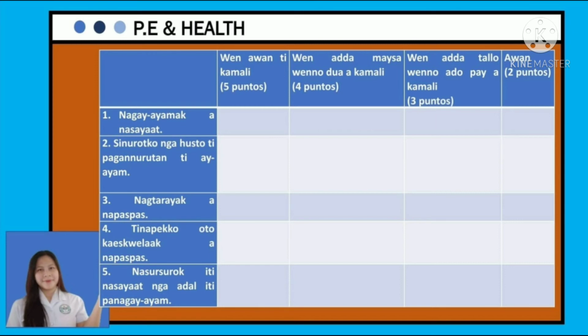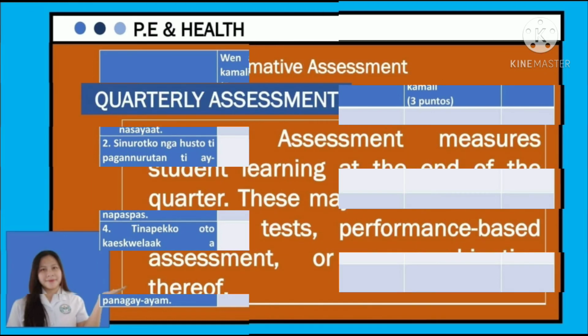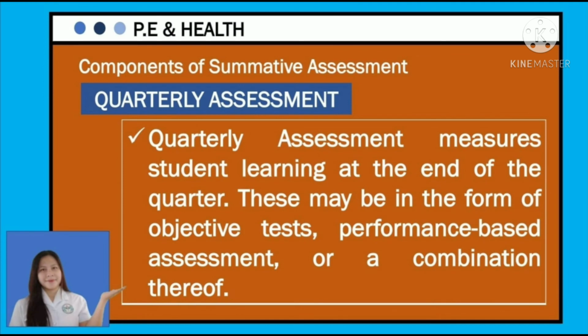And on the upper part, we can see the rating scale for performance levels. The first, when awan ti kamali, 5 puntos. When adda maysa wenno 2 a kamali, 4 a puntos. When adda 3 wenno adupay a kamali, 3 a puntos. Ken awan, 2 a puntos. We may now proceed to the quarterly assessment.